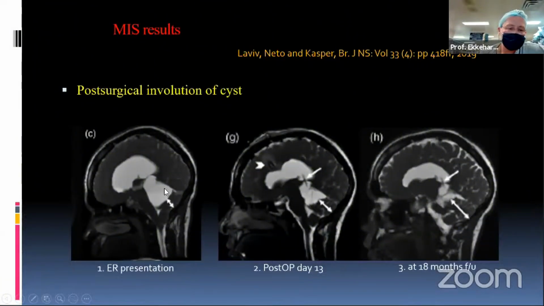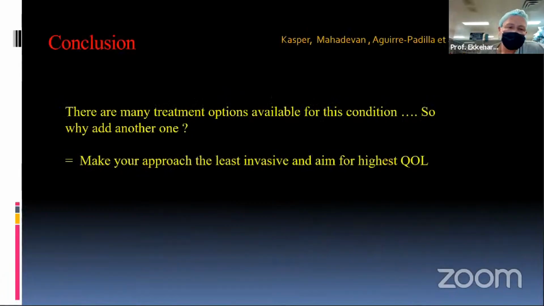And here you can see what happens. This is the ER presentation scan, and this is 3 days post-surgery with the internal shunt in place. The arachnoidal cyst is already deflated, and at 18 months follow-up, there's near resolution of the arachnoidal cyst, and the patient was symptom-free. So the conclusion is there are many treatment options available for this condition.